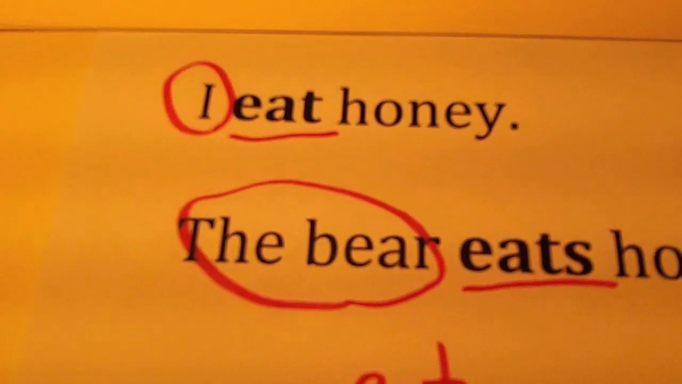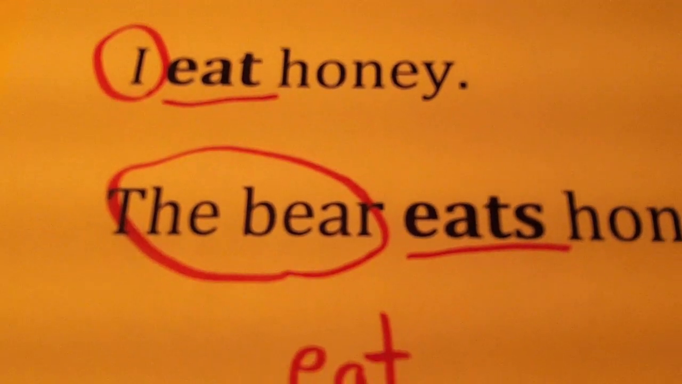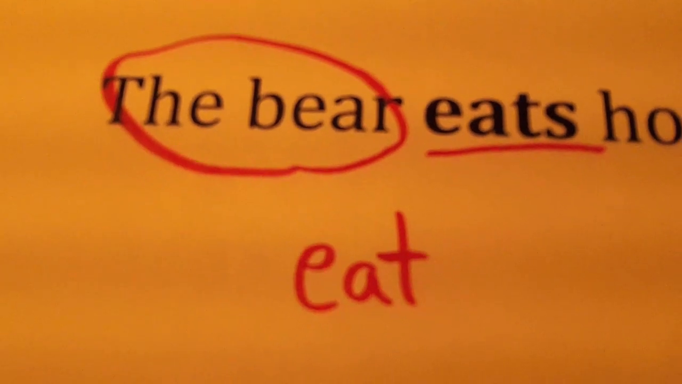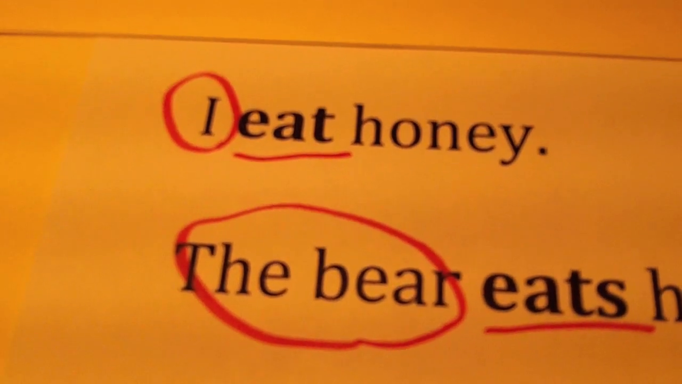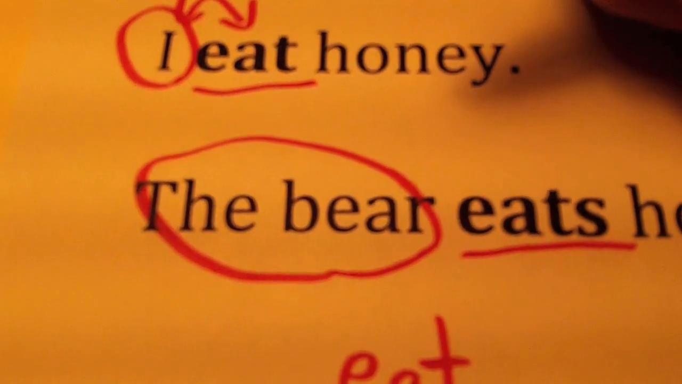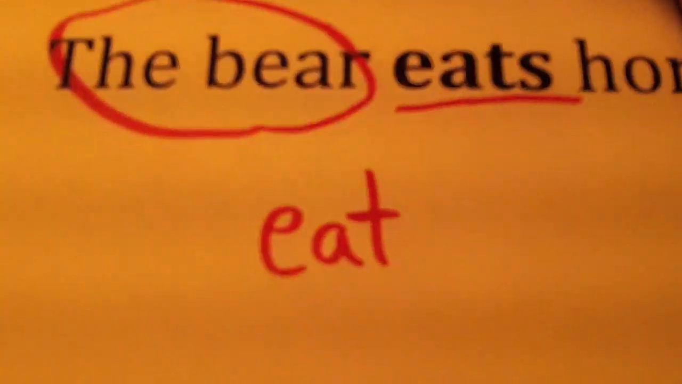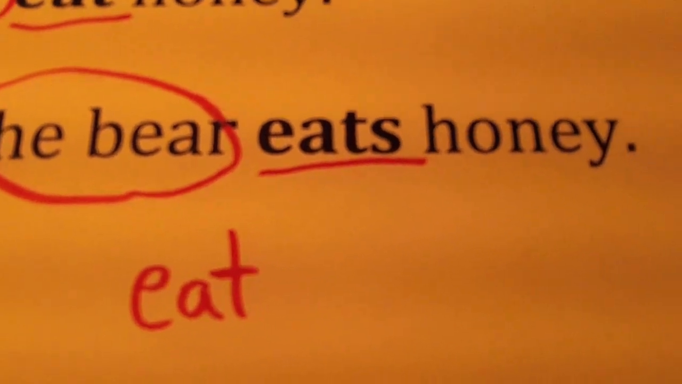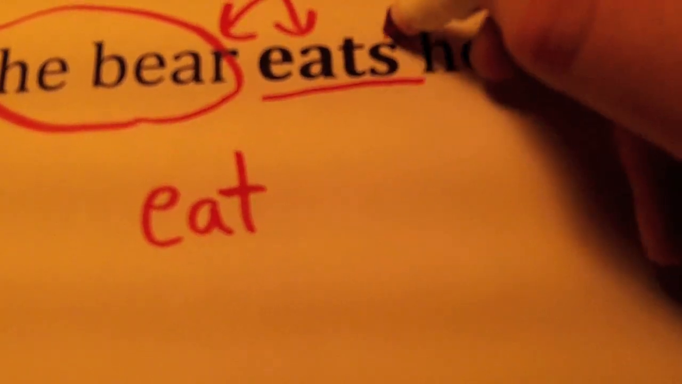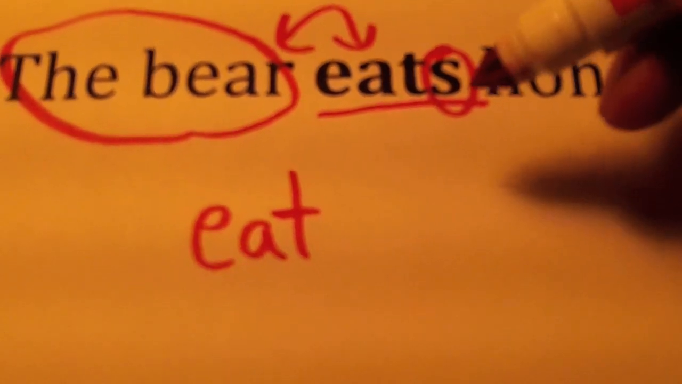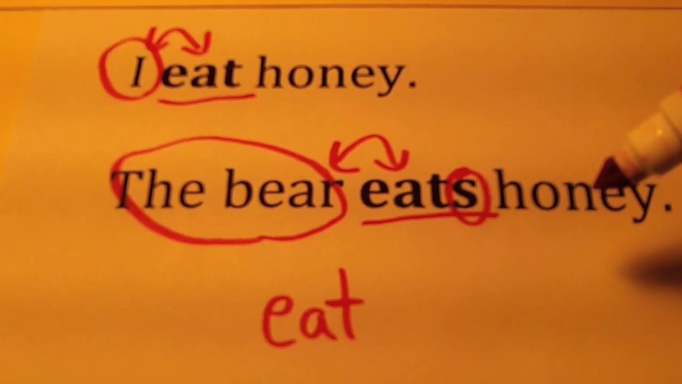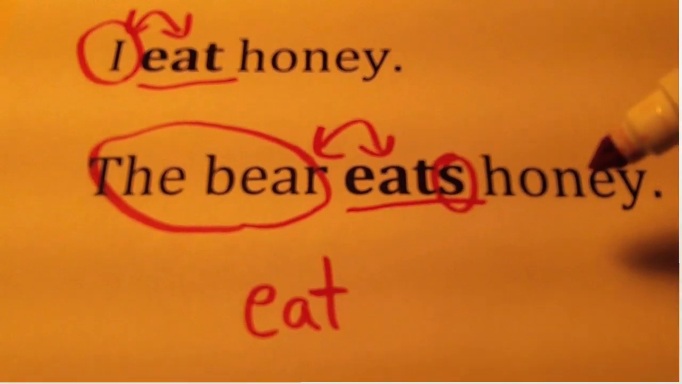So if you look at the first sentence, I eat honey, we took our verb eat out of the dictionary, the boring old infinitive version, and we didn't have to do anything to it. The I and the eat didn't have to change at all to agree. In the second sentence, the bear eats honey, the verb had to change. The ending had to change in order for the subject and the verb to agree. The same thing happens in French. Verbs and subjects have to agree.